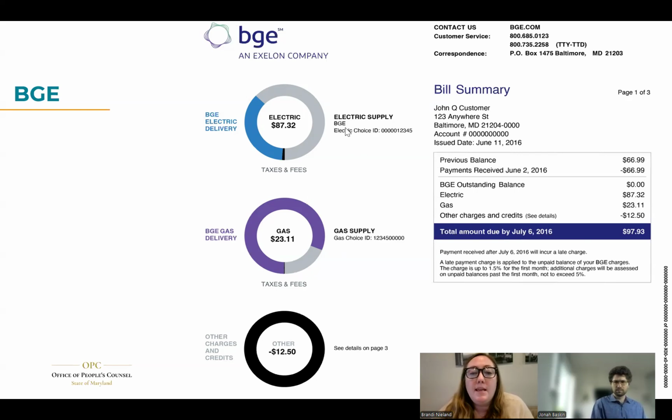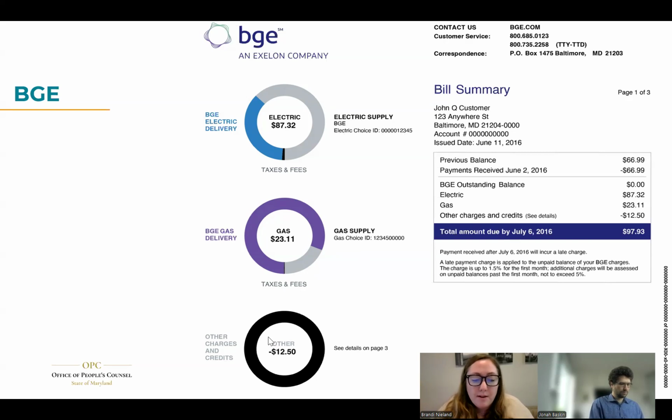Now, to the right of it, we see who our supplier is, which is BGE. And then we see electric choice ID number and gas choice ID number. Now, these two numbers are actually different than your account number. I always like to think of these as the Social Security number for the account. So if you were to move to a retail supplier, you would actually be using these numbers to move you, and it wouldn't be related to your account number. So I would not share these numbers with anybody unless you are intending to switch to a different supplier.